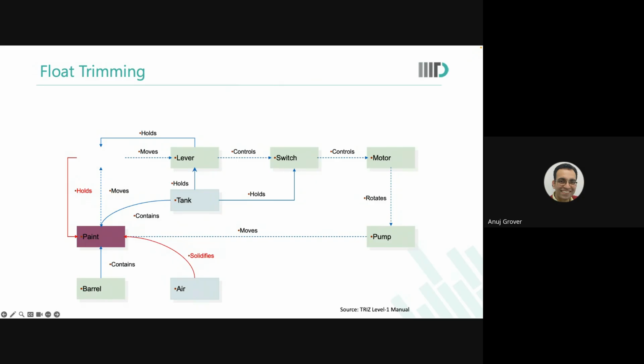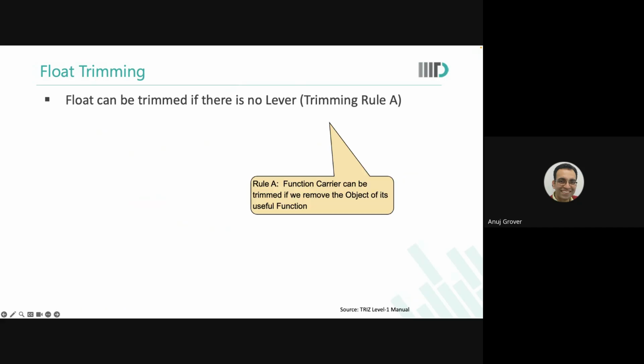So this doesn't exist, this doesn't exist, and this doesn't exist. And air भी अब किस पे solidify करेगा paint को? That also goes away. So both the harmful functions are taken care of. But my trimming problem remains, as something has to move the lever. Now you see, there is this rule, rule A, which said that I can trim the float if there was no lever.